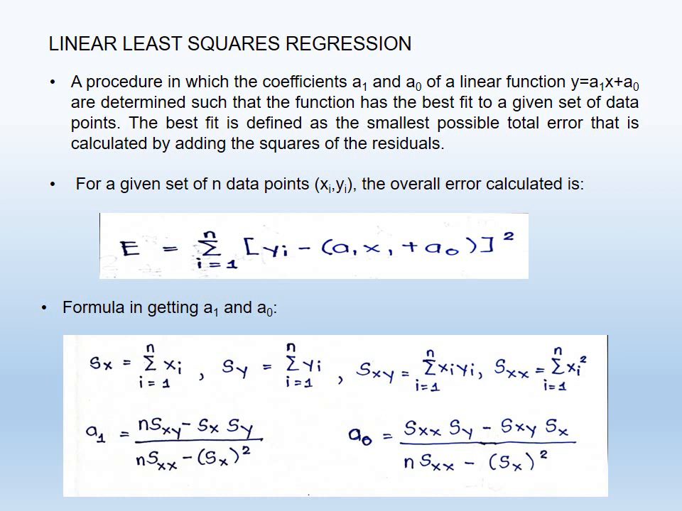So the overall error should be the least error that we can get. And also, in getting A1 and A0, the formula is shown. Sx is the summation, or total, of all x values. Sy is simply the summation of all y values. Sxy is the summation of the products of x and y, where each x is multiplied by its partner y. Then Sxx is the summation of the squares of all x values.